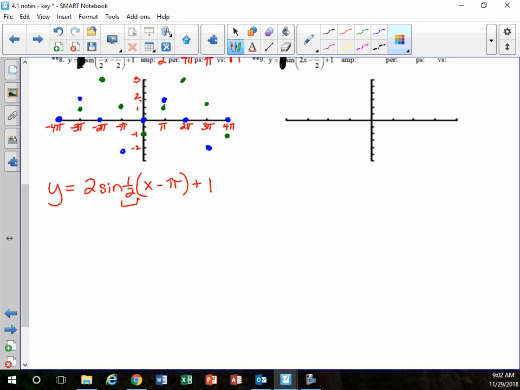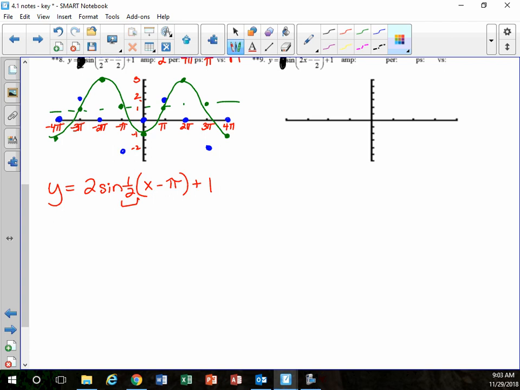And then finish out that pattern on the left. Our shift was up 1, so hopefully your midline is now at 1. Everybody see it there? You don't have to draw it in, but just point it out.